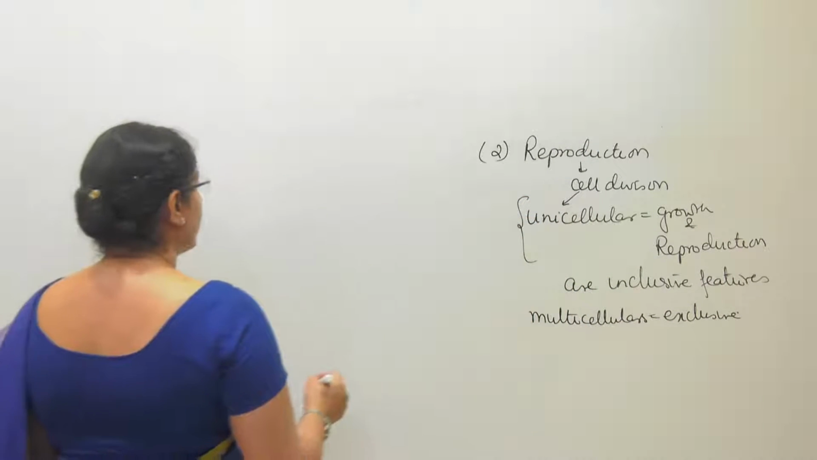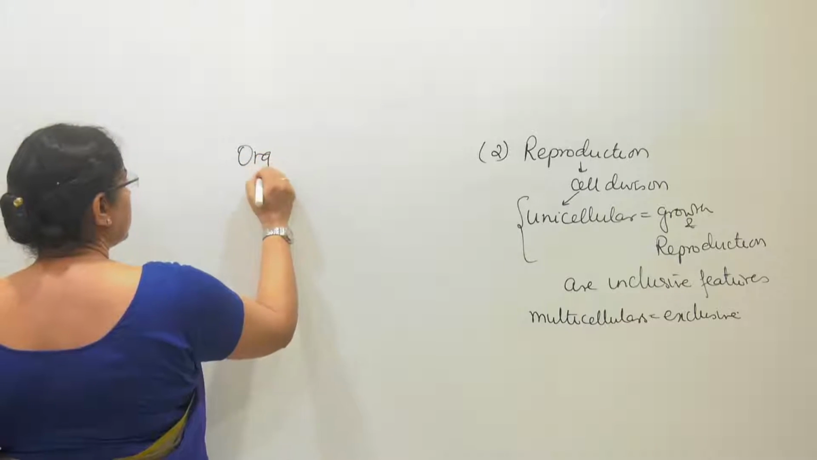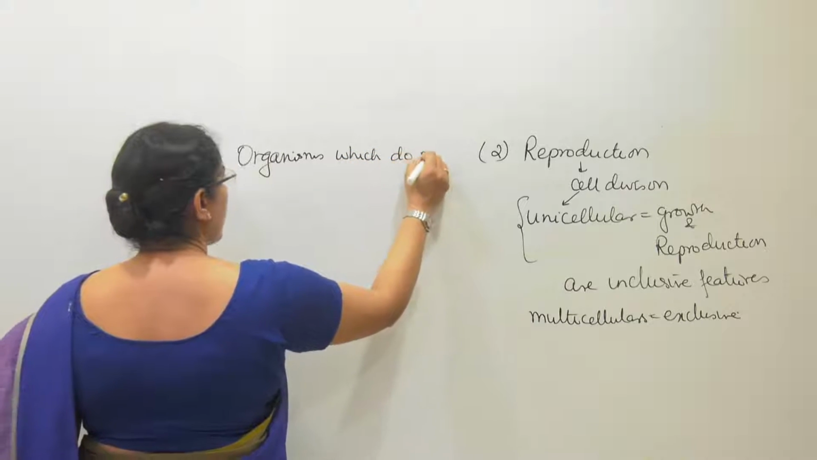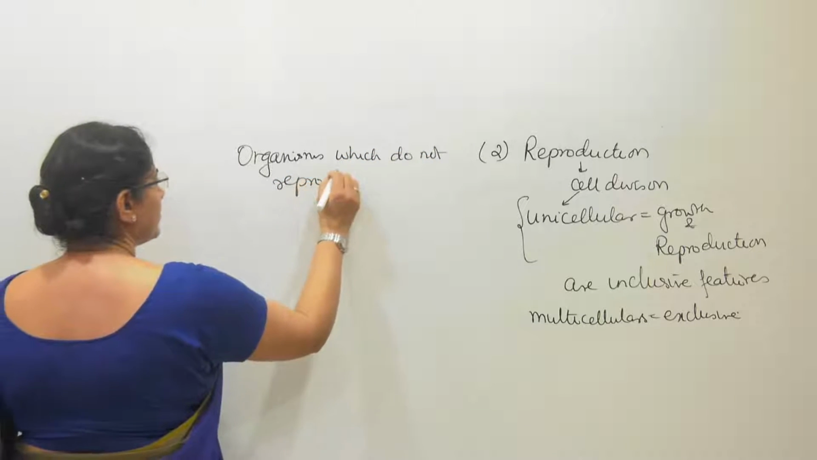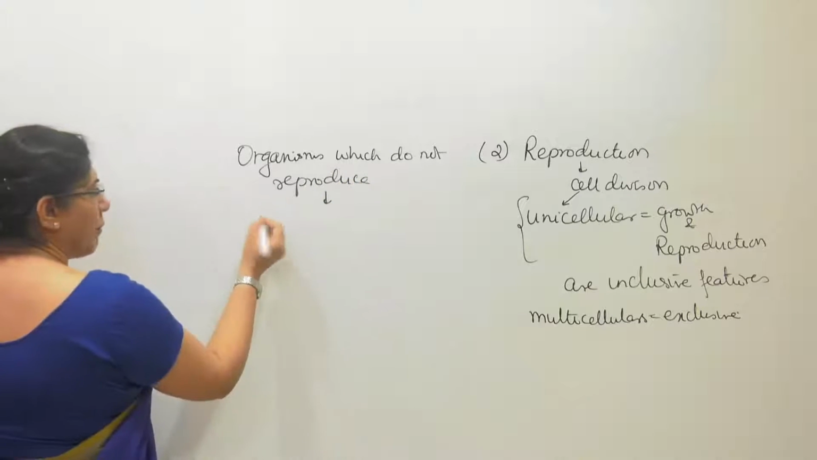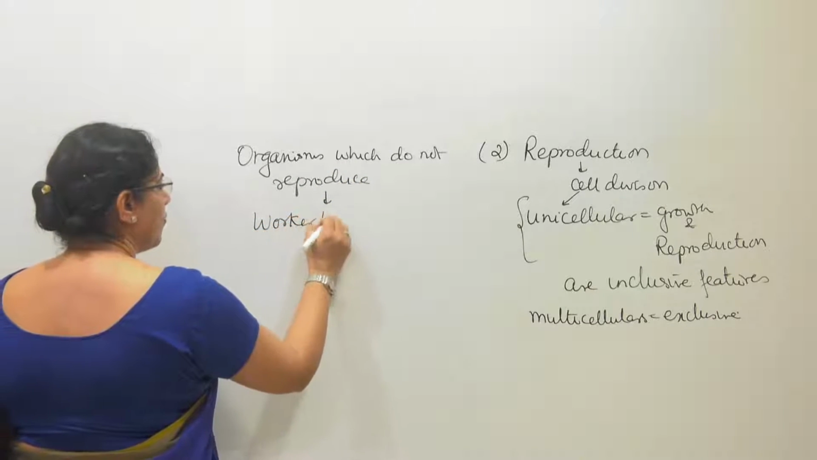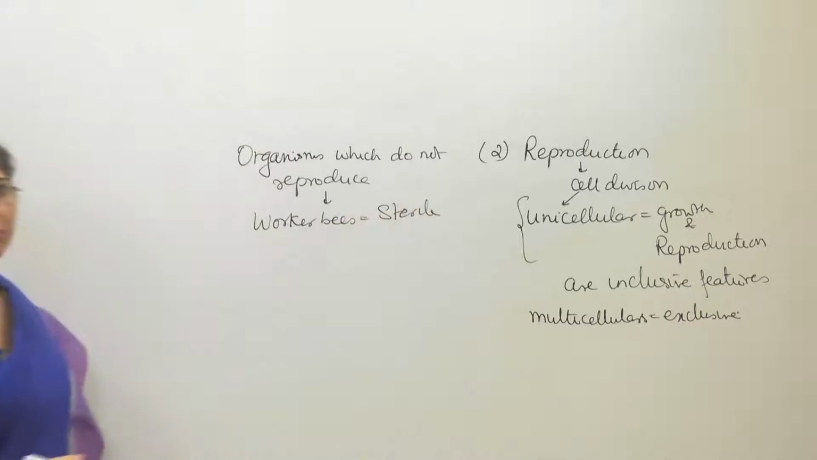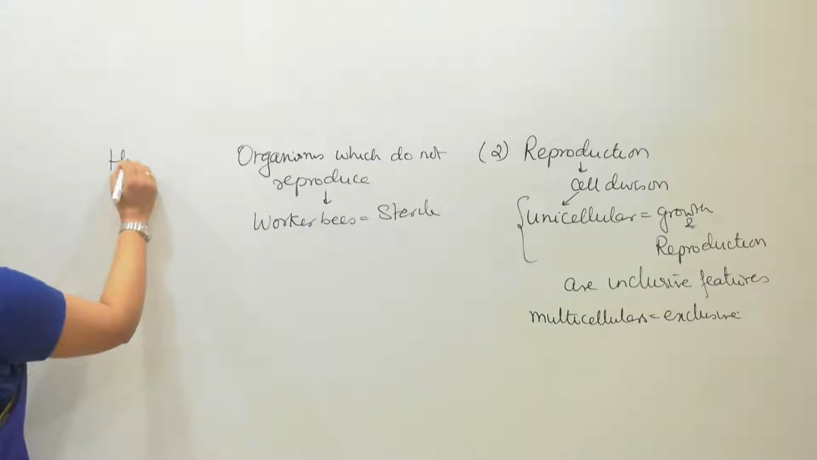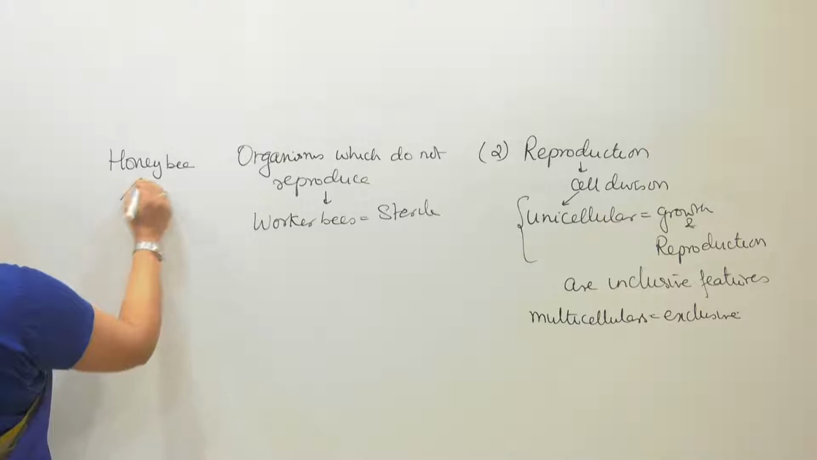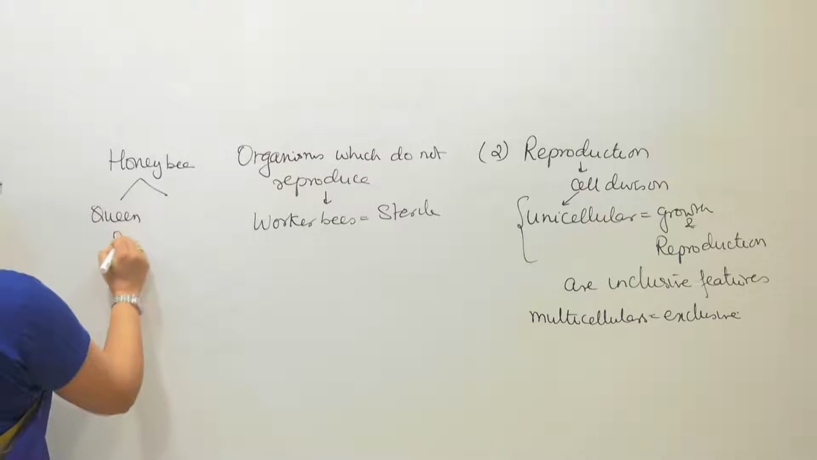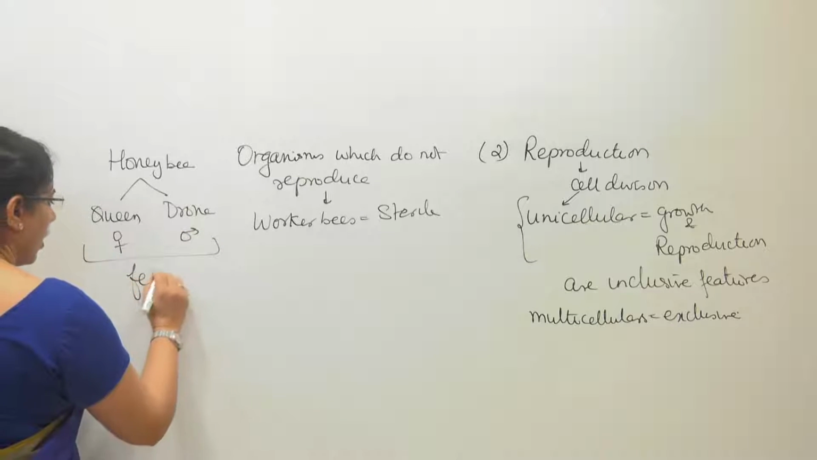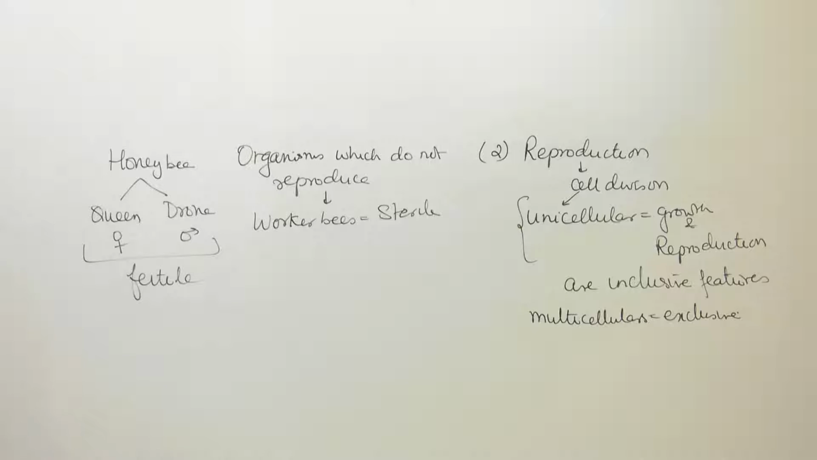The second issue with reproduction is that there are many organisms which do not reproduce. For example, worker bees are sterile. In honeybees, the queen, which is female, and the drone, which is male, are fertile, but worker bees are sterile.